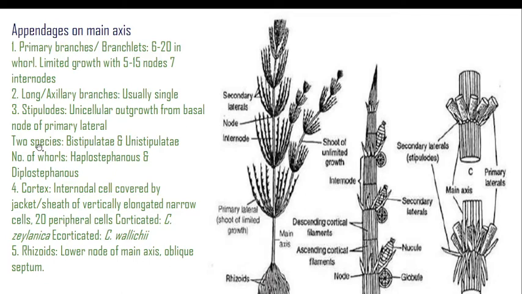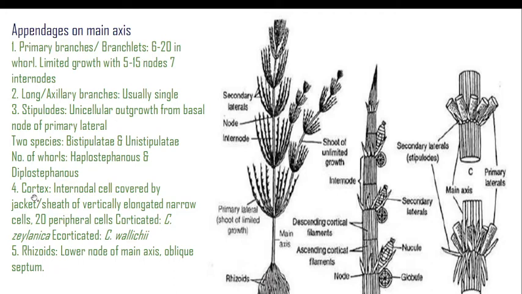Sometimes they possess 2 stipules or a single stipule, so on the basis of that character we can also distinguish different species. Then the number of whorls: if they possess 2 whorl sets, then they are called diplostephanous. If they possess a single whorl set, then it is called haplostephanous.